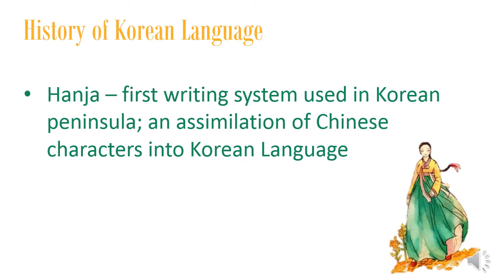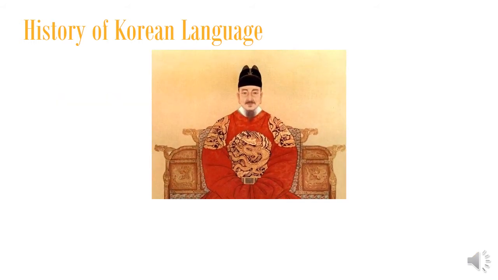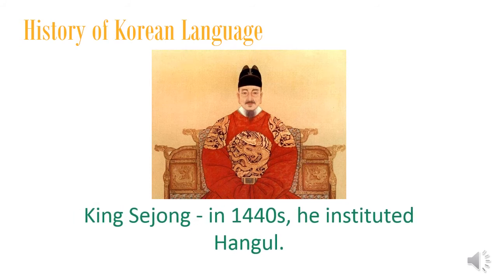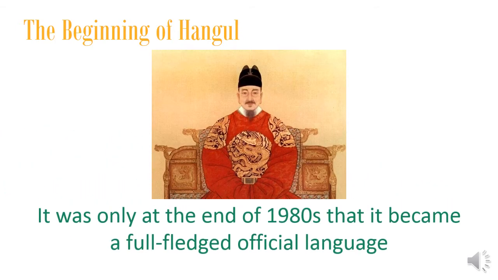The first writing system used in the Korean peninsula was the assimilation of Chinese characters into the Korean language, which was named Hanja. However, officials noticed the destruction of national identity. King Sejong made an attempt at a national alphabet and writing system, and the new writing system was called Hangul. It was only at the end of the 1980s that it became a full-fledged official language.